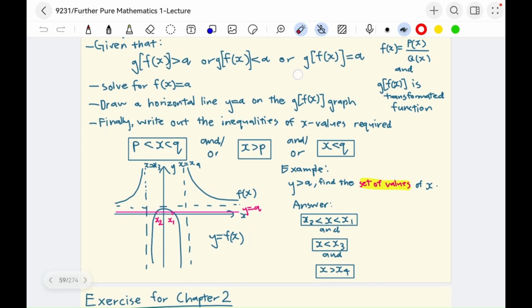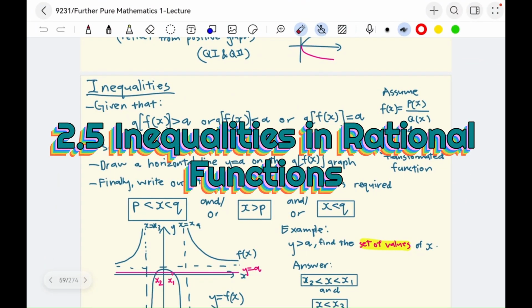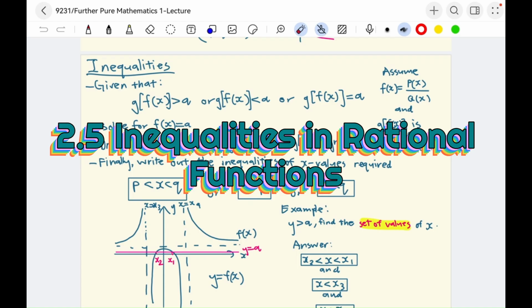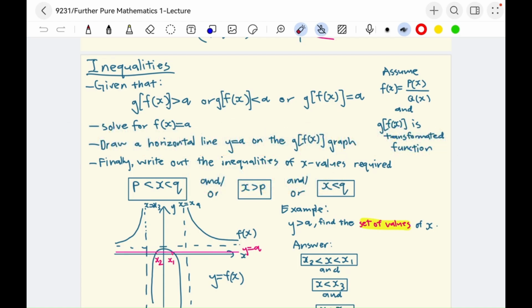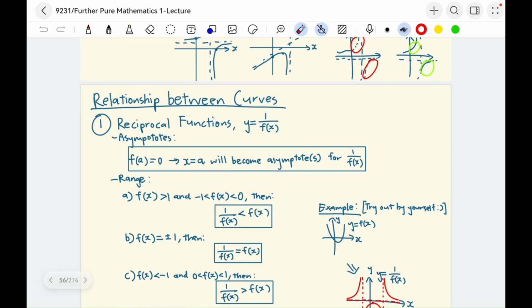So I think let's move on to the last subtopic among this chapter, which is the inequalities. This is very crucial because this is the behind part of the general question where the exam question asks you. So given that g(f(x)) is greater than a, or smaller than a, or equal to a, usually this g is the function which modifies f(x), like the three types of the relationship between the curves that we discussed over here today.